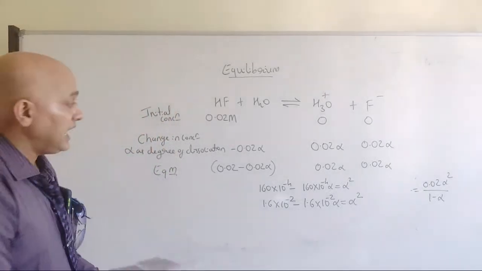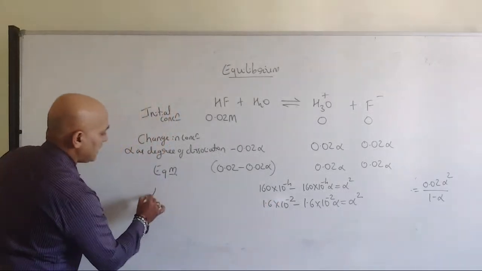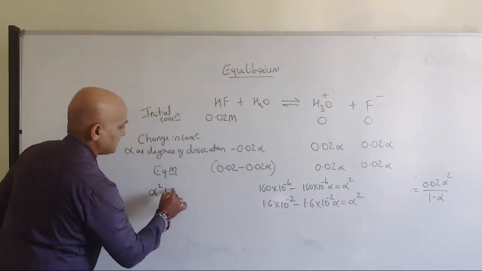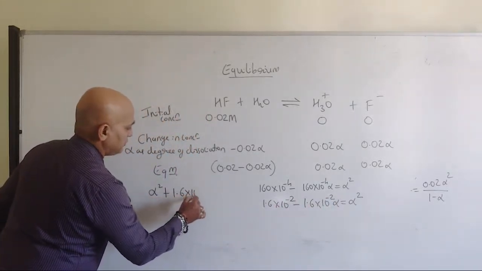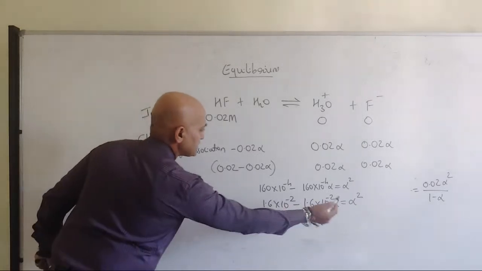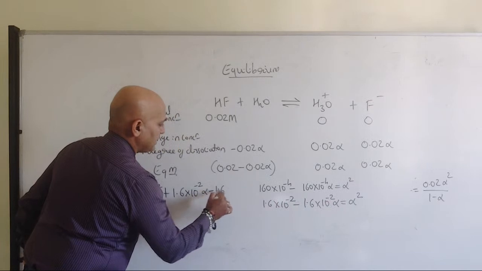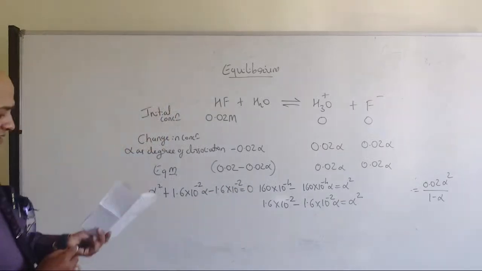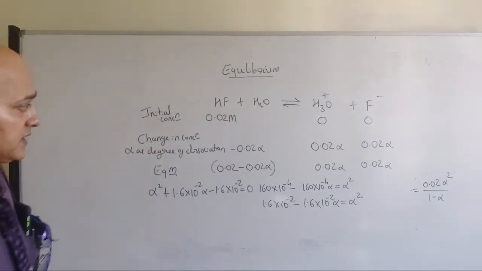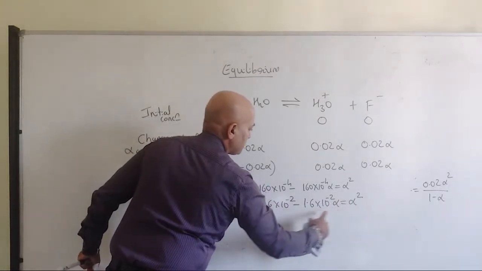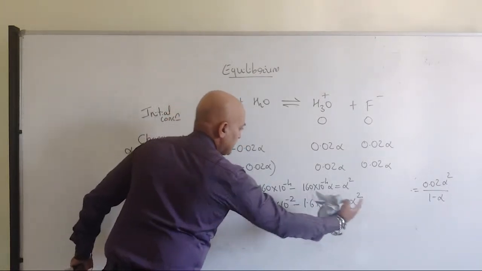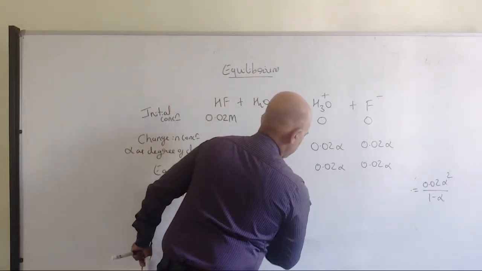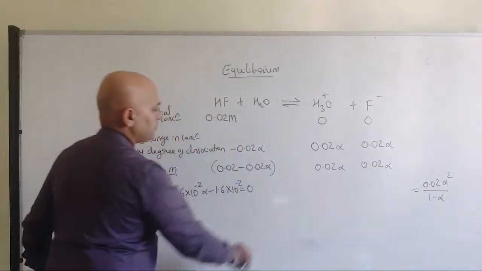Now further I will convert where alpha square plus, I will take this on the other side, 1.6 into 10 to the power of minus 2 alpha. This one is also on the other side. Then it will become 1 minus 1.6 into 10 to the power of minus 2 is equal to 0. Correct? So this one also I have taken it on the other side, it will become plus. This one also I have taken it on the other side, it will become minus. Correct? Only thing is I want to keep alpha square in positive form.